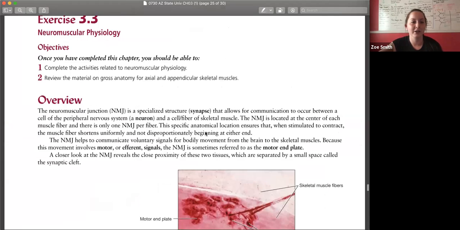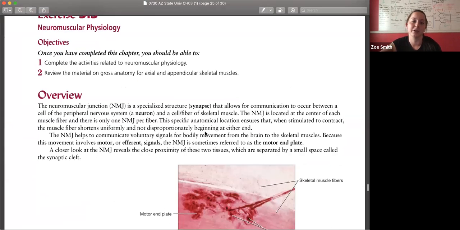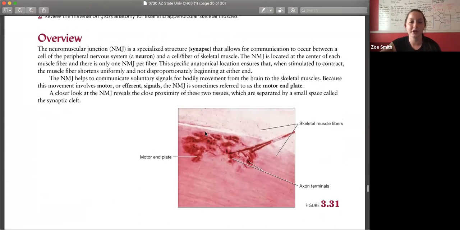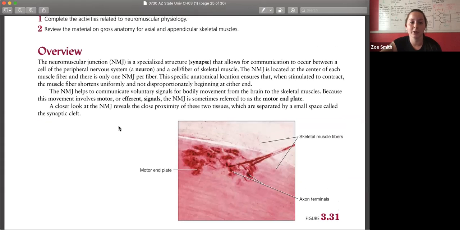So we're going to talk first about neuromuscular physiology. The neuromuscular junction is a specialized structure that allows for communication to occur between a neuron and a cell/fiber, which are interchangeable, of skeletal muscle. The neuromuscular junction helps to communicate voluntary signals for body movement from the brain to skeletal muscles.